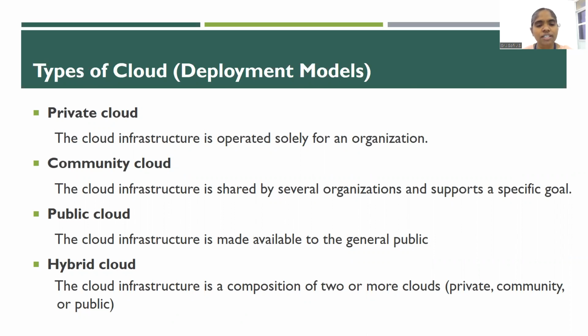And hybrid cloud means the cloud infrastructure is the composition of 2 or more clouds. That is, we can combine private cloud with public cloud, or private and community cloud, or a combination of all the 3. So when we go for this hybrid cloud, for example, we have a private cloud, and in a specific situation, there won't be enough resources. So what we do at that particular time, we get extra resources from the public cloud. So we are combining both private cloud and public cloud. That's why it is called hybrid cloud.